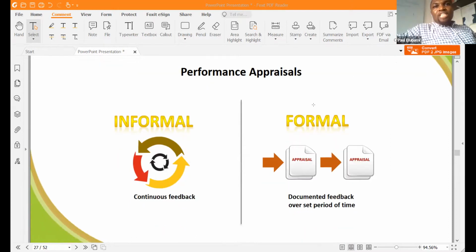The formal appraisal process is more of a documented feedback over a set period of time. So organizations do it once in a year. They call it annual appraisal. Some do it on a quarterly basis. They call it quarterly appraisal. So different organizations with different methodology.